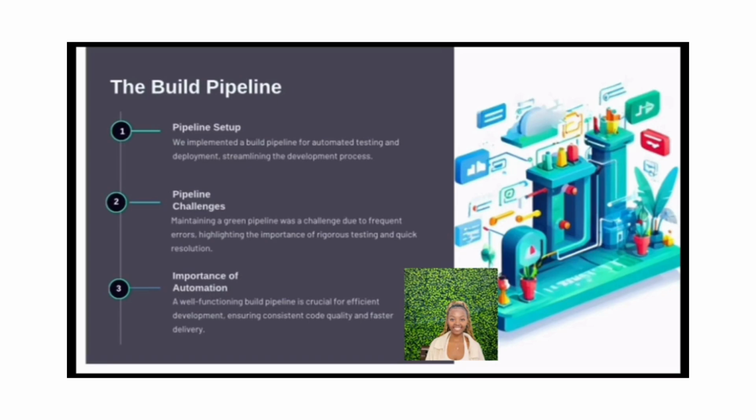However, maintaining a green pipeline, one that constantly passes all tests, has been a challenge. We encountered frequent errors, highlighting the importance of regular testing and quick resolution. A well-functioning build pipeline is crucial for efficient development. It ensures consistent code quality and faster delivery, allowing us to respond quickly to changing requirements and deliver proper quality code.